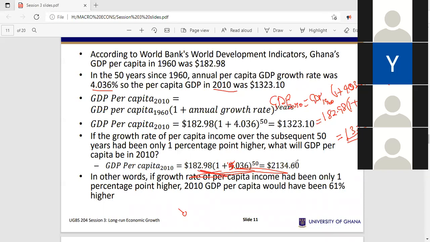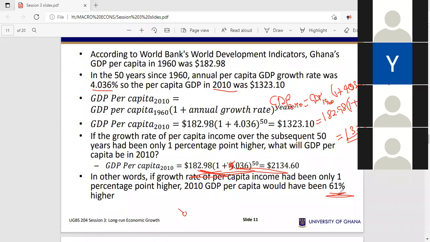Take yourself, for instance. Let's say you complete school today, you and your friend, and your salary is usually increased by 10%, and your friend's salary is increased by, let's say, 4% each year. Fifty years from the time you started, your salary should have increased by 61%, meaning that you would have more fun than your friend whose salary increases by just 4%. So growth is very important when it comes to macroeconomic indicators.